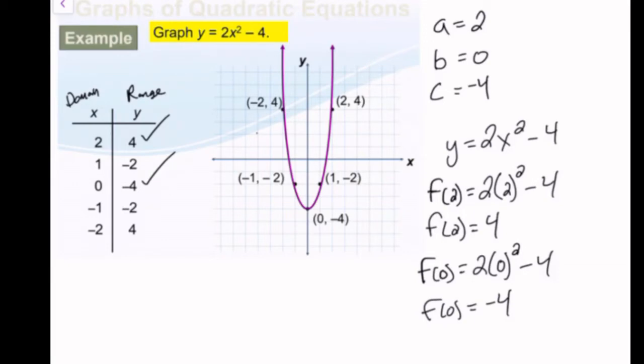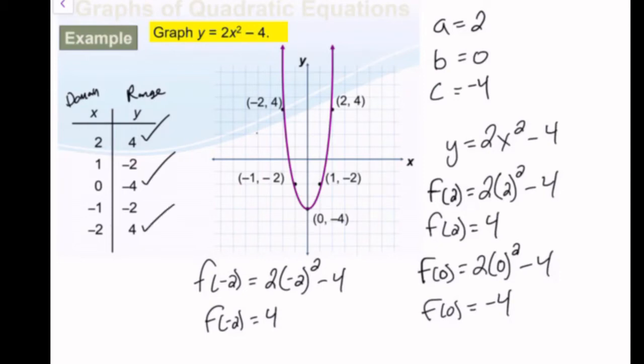Negative 2. F of negative 2 equals 2 times negative 2 squared minus 4. Negative 2 squared is negative 2 times negative 2, which gives me a positive 4. A negative times a negative is always a positive. Positive 4 times 2 is 8. 8 minus 4 gives me 4. So f of negative 2 is positive 4. The table checks.